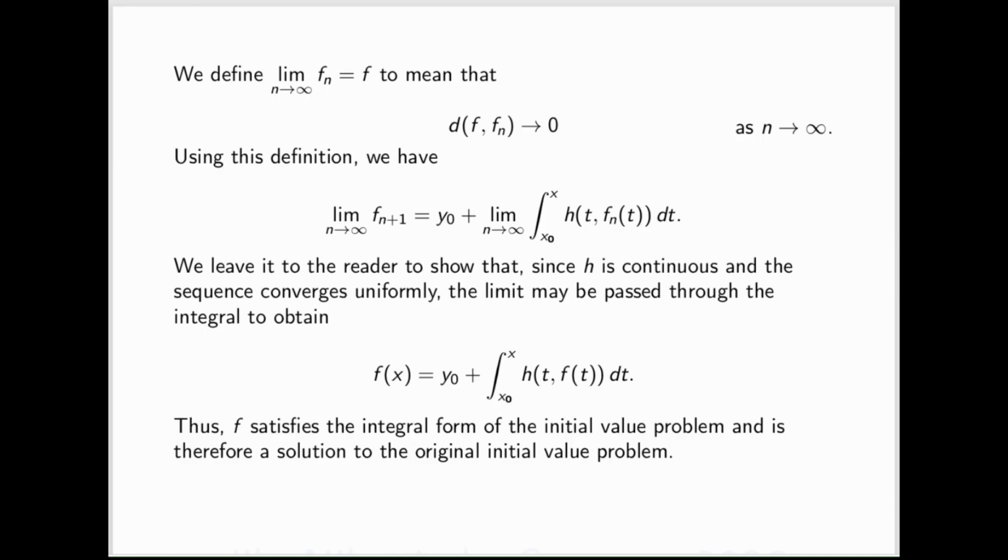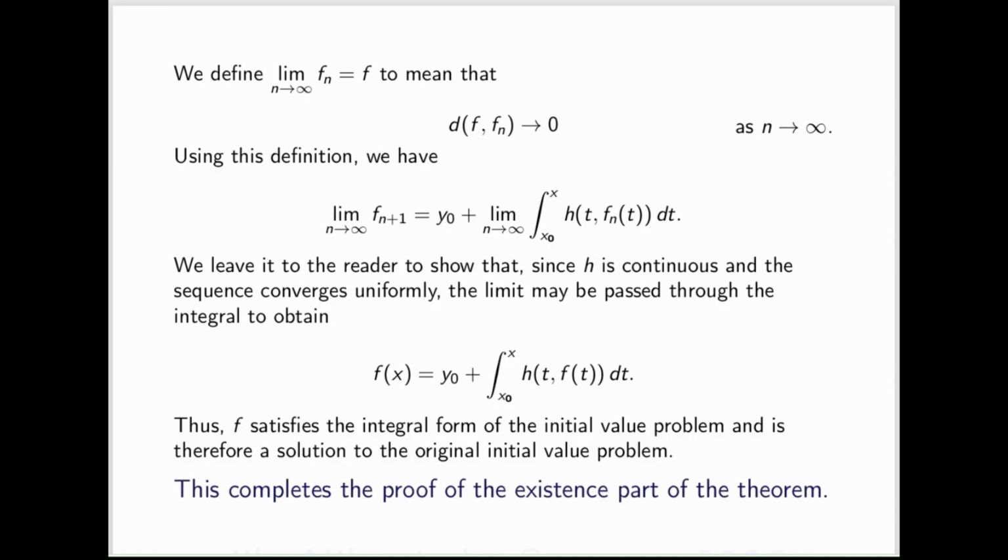Thus, f satisfies the integral form of the initial value problem and is therefore a solution to the original initial value problem. Yay! This completes the proof of the existence part of the theorem. Although we skipped a few things, we got there.